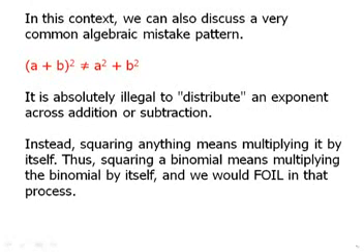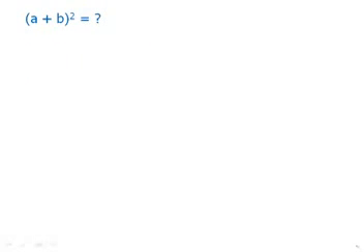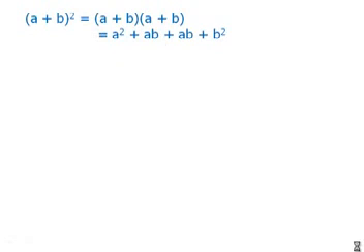Instead, squaring anything means multiplying it by itself. Thus, squaring a binomial means multiplying the binomial by itself, and we would FOIL in that process. So if we do this properly, (a plus b) squared, well, anything squared is that thing times itself. So it would be a plus b times a plus b. That's what it means to square something. Well, now we have a product of binomials, so now we would FOIL. We get those terms, we'd combine, and we'd get that. So this is very different from just a squared plus b squared. We get what's called a cross term, 2ab, the term where the two variables are multiplied together.